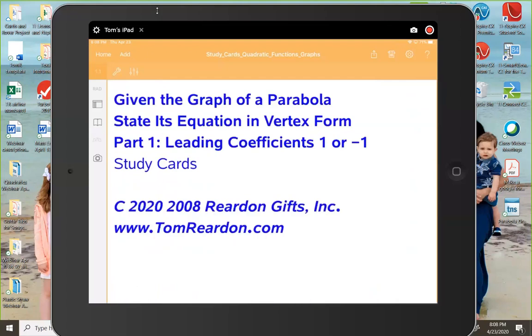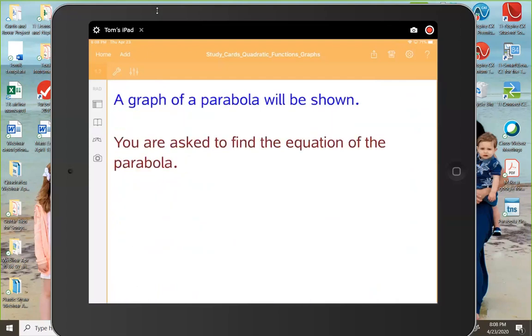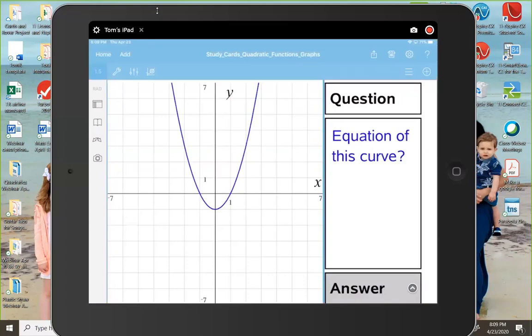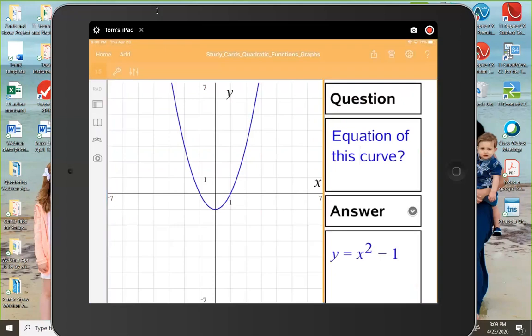So I'm swiping from right to left to go to the next page. It's going to tell me a graph of a parabola is going to be shown, and we want to know the equation of it. And on an iPad, you don't have to worry about Control and Tab. You just tap on the up arrow. So here we have a parabola, and instead of graphing it, we're saying we want the equation of it. And so this one, of course, is x squared, drop down 1, so x squared minus 1. And students can immediately check to see if they're right by tapping on this arrow down here. Up pops the answer, y equals x squared minus 1, as an equation.